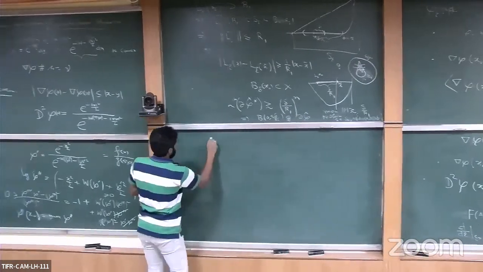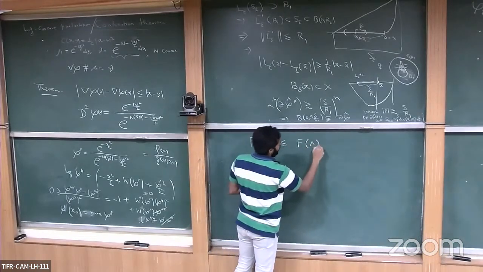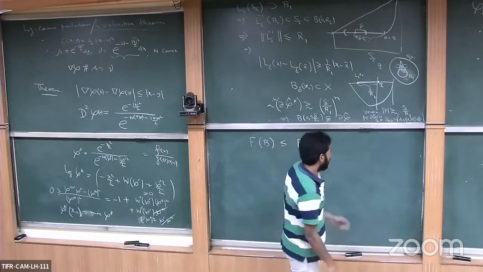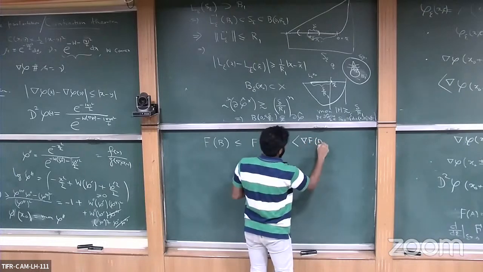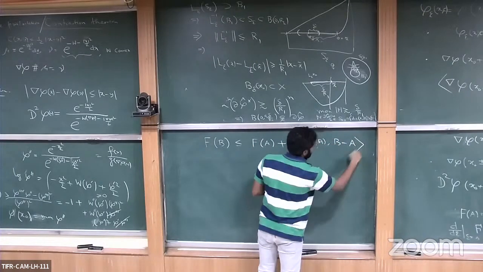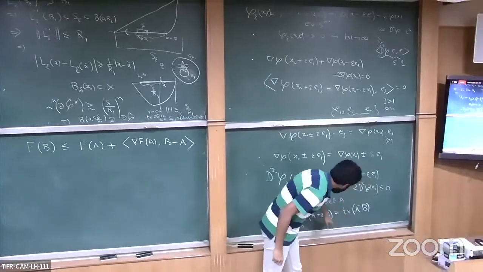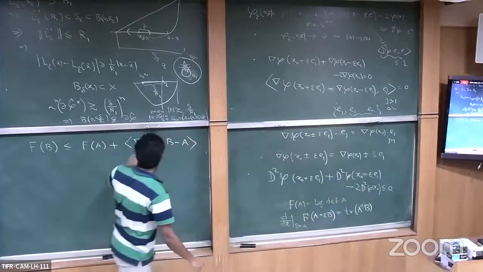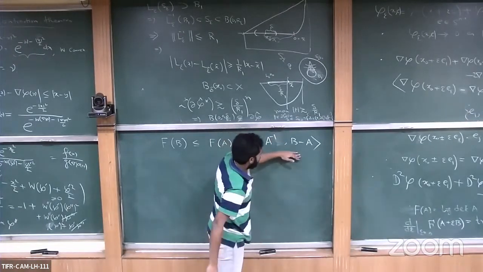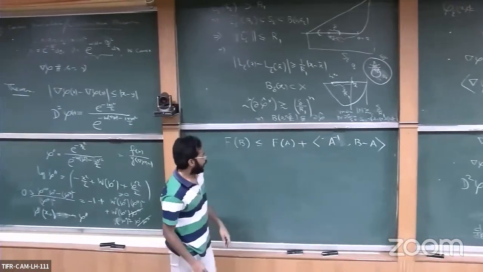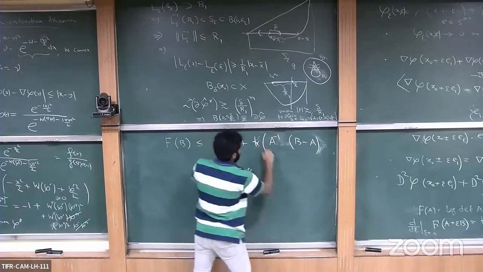And therefore, f of B, the supporting hyperplane at A, should lie above the graph, right? f of A plus the gradient of f at A times B minus A. So now here the inner product is this one. So the gradient of f at A is A inverse, and this is B minus A, right? And this is precisely the trace, the inner product is precisely the trace of this one, right?